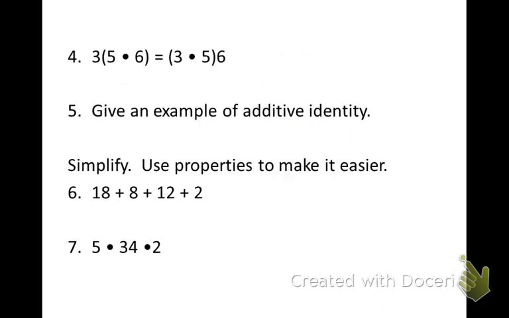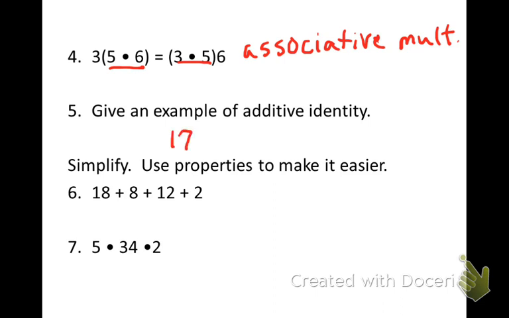All right, again, say the order, 3, 5, 6, 3, 5, 6. So the order is the same. So then I would look at my parentheses, and notice here I have a 5 and 6, and here I have a 3 and 5. So who's associating together has changed. So it's associative, A-S-S-O-C-I-A-T-I-V-E, and it is multiplication. It's supposed to be an E there. So multiplication. An example of additive identity. Well, we're going to need some number, 17. Additive, so we know we're going to add, and we want to get the identical thing back, 17. So what can you add to 17 to get the identical thing? 0.